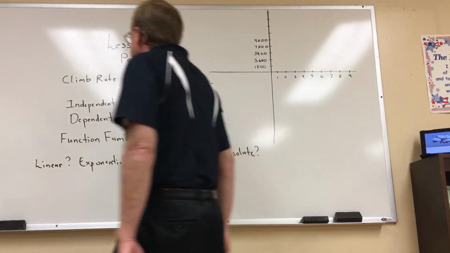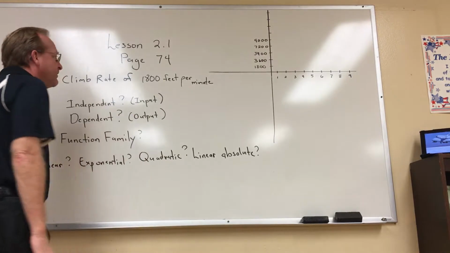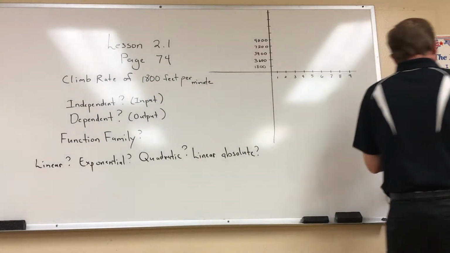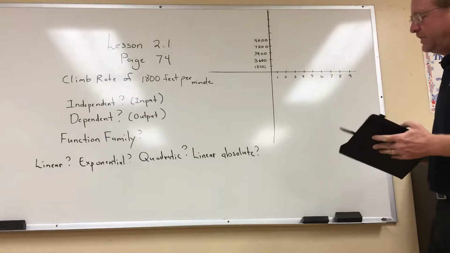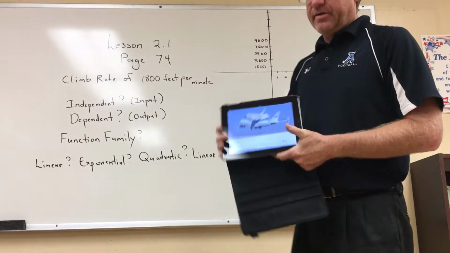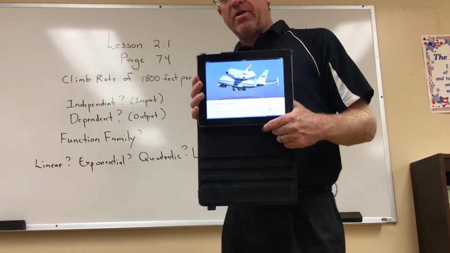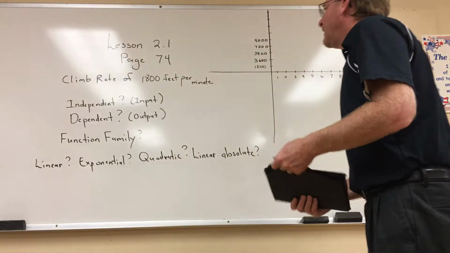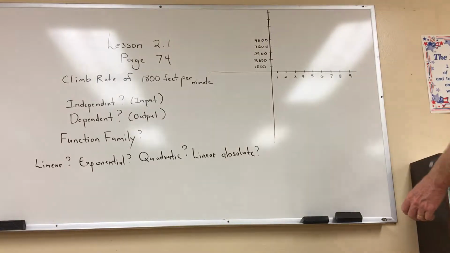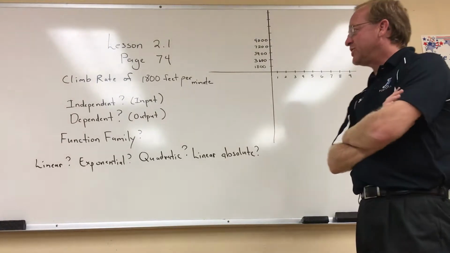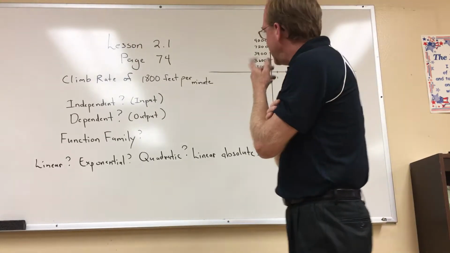So, welcome to lesson 2.1, page 74, and the scenario that you're looking at is a 747, like that one. 747s used to carry the space shuttle around, is climbing at a rate of 1,800 feet per minute. And they ask you some questions. So let's take a look at the questions they're asking.